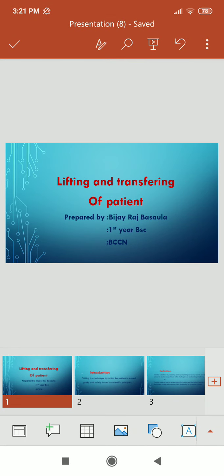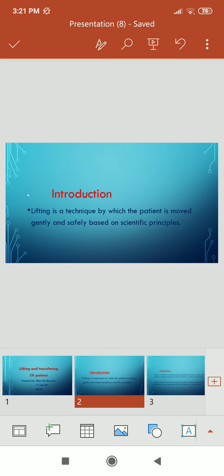Lifting and transferring of patient. Introduction. Lifting is a technique by which the patient is moved gently and safely based on scientific principles.